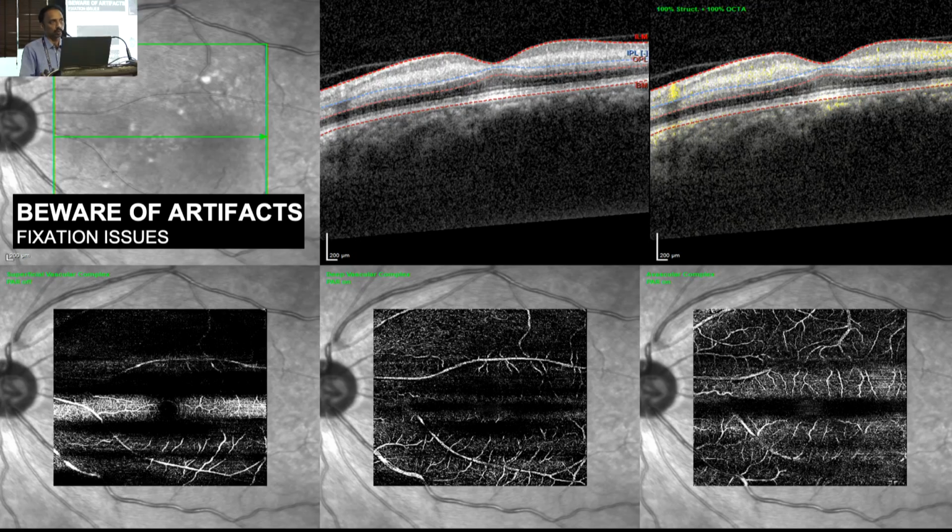But the most important caveat is this, that these patients have poor vision, so the fixation is going to be bad. You're not going to get excellent images that I showed. This is like a day-to-day practice image.